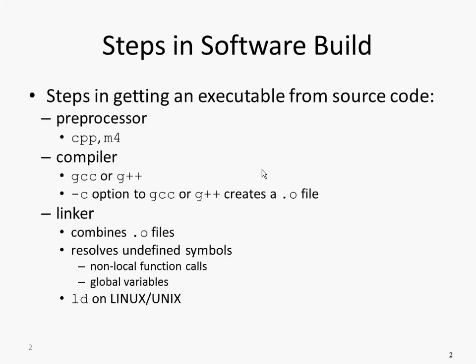And it gets turned into, for example, a .o file on Linux. On Windows, it would be called a what? .obj file. And in both cases, the O and obj stand for object file. It's called an object file.